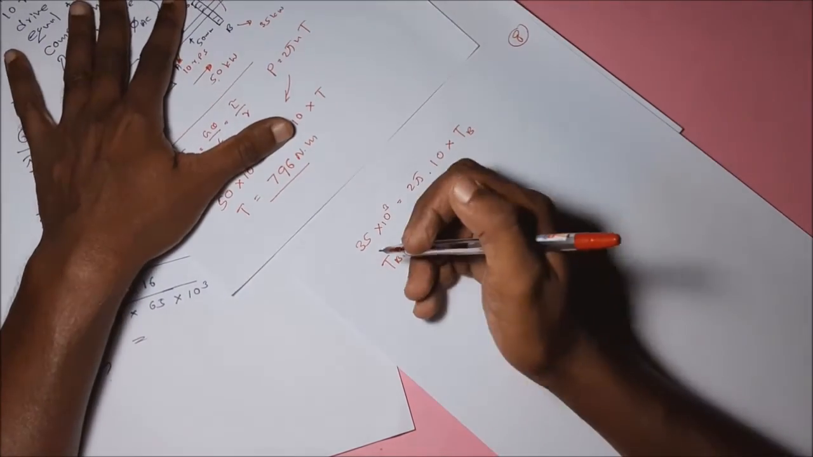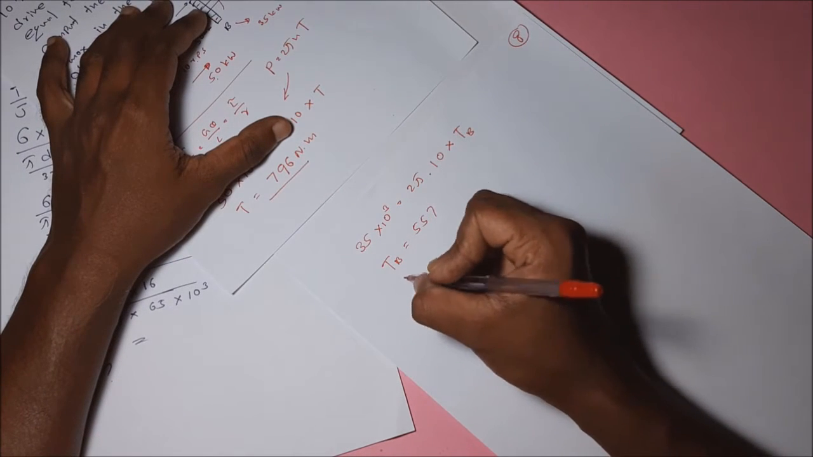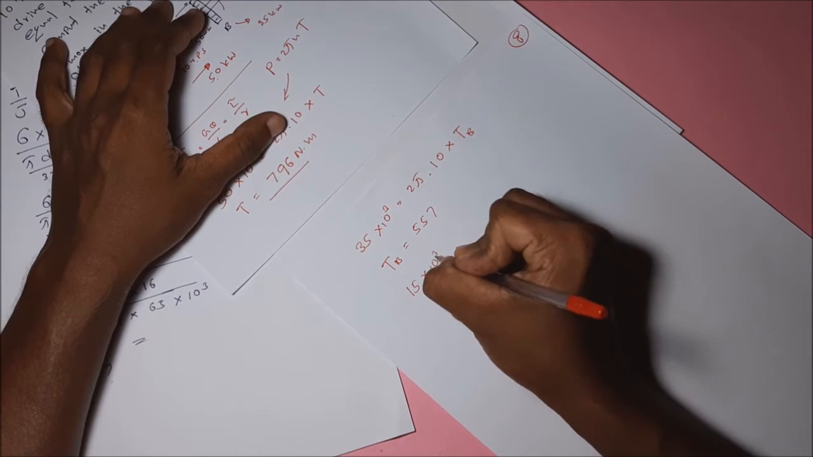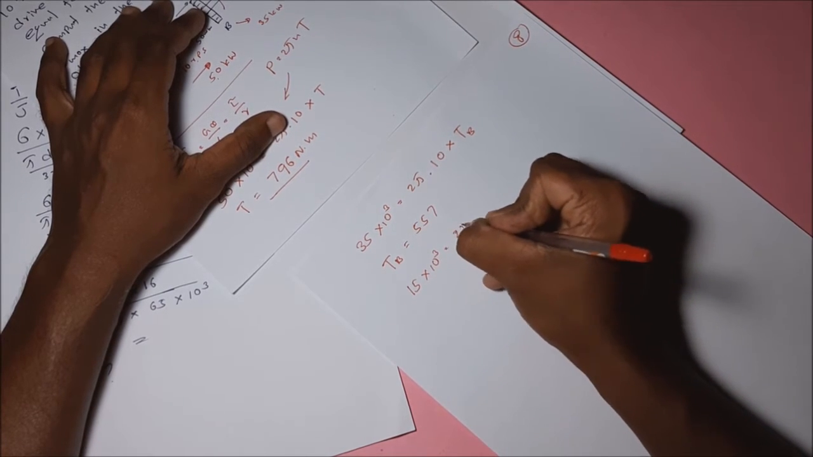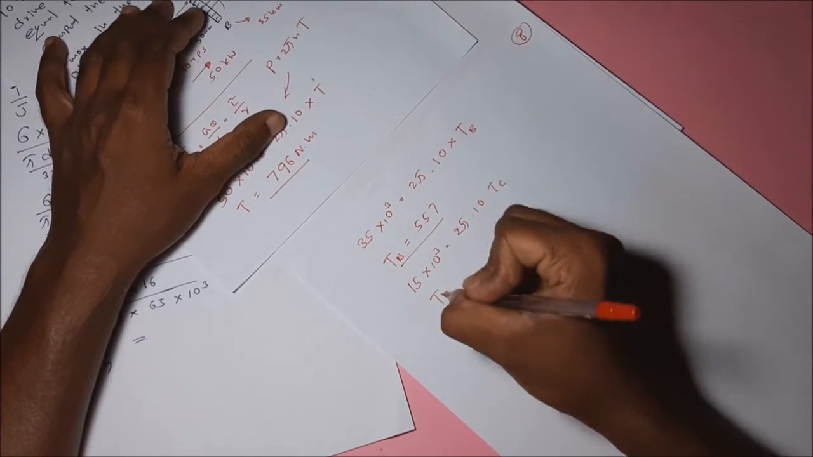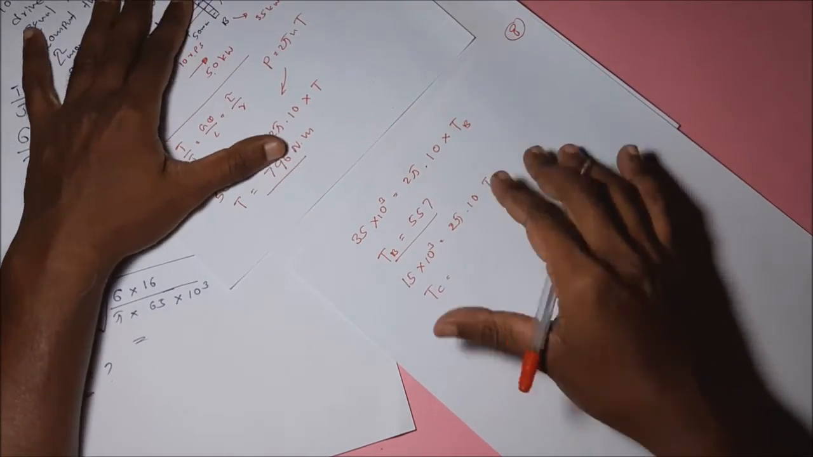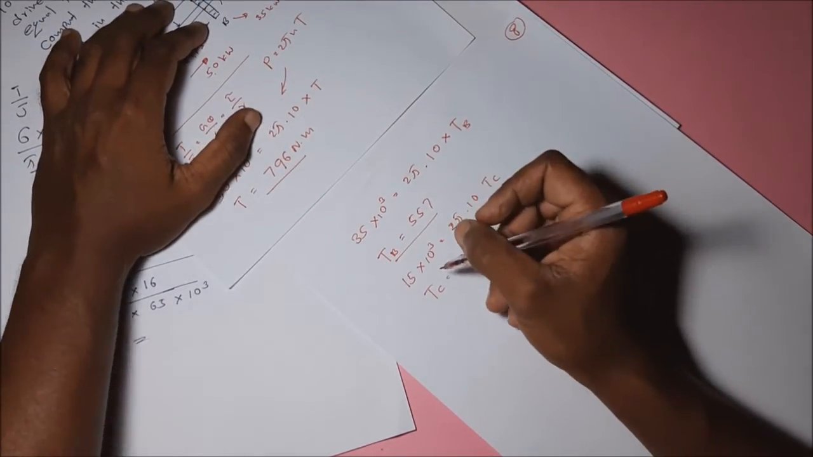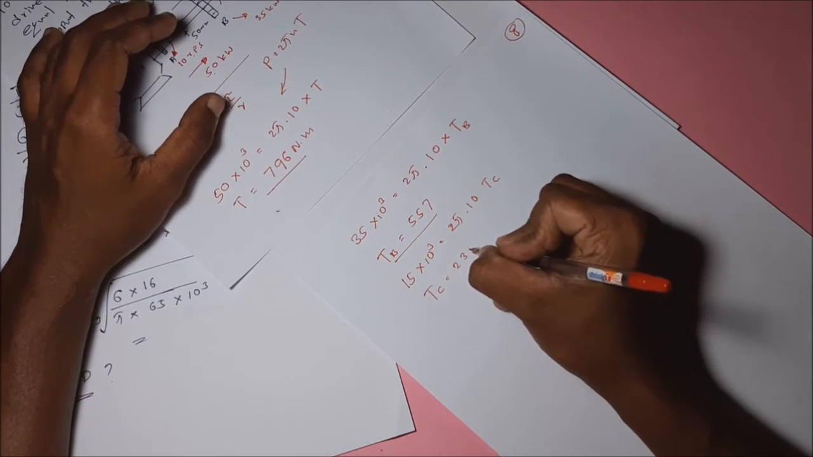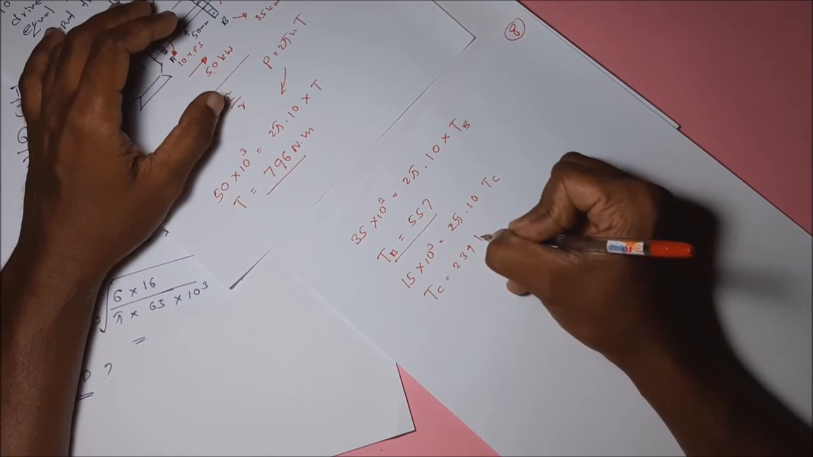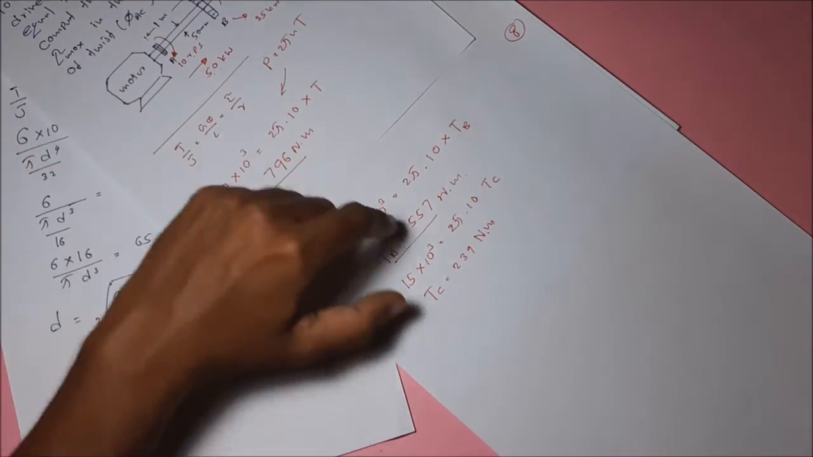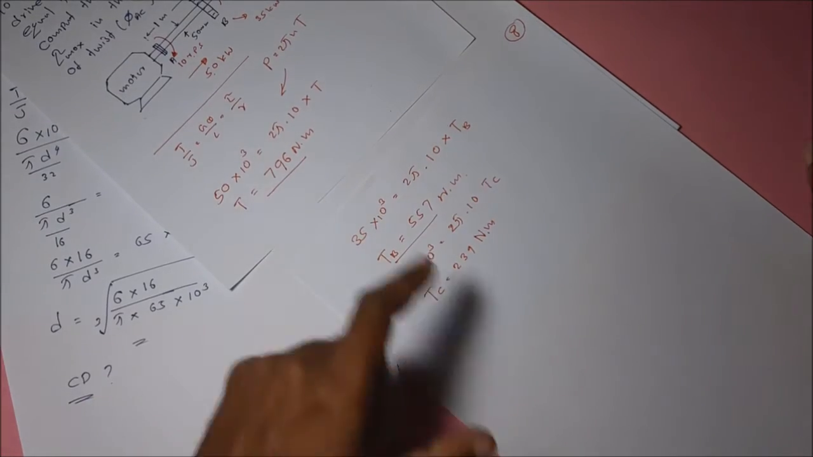Same way we can find the torque applied on the TC also. 15 into 10 to the power of 3 equals 25 into 10 into TC. TC is equal to 239 Newton meter. So that means the addition of these two should be equal to this one.